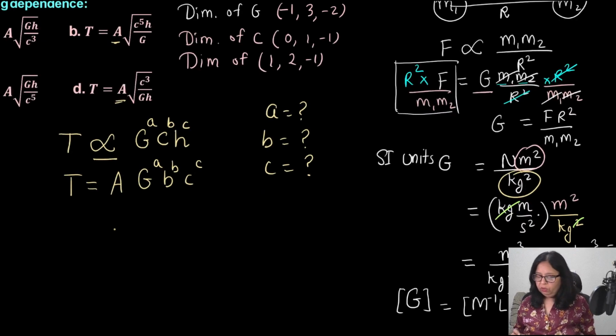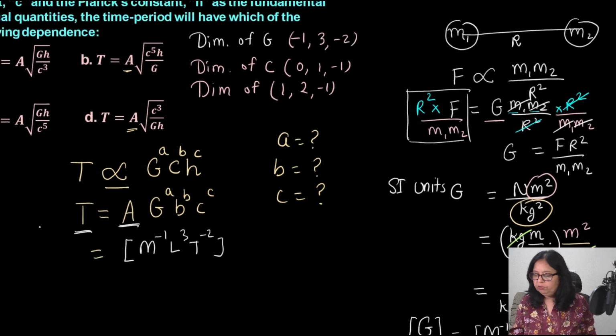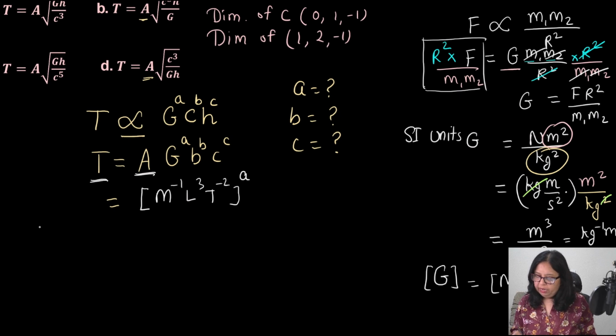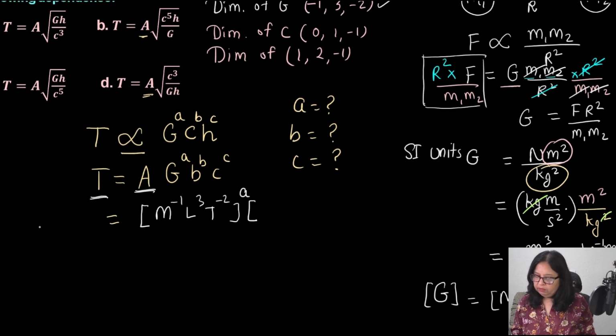All right, so now our goal is to find out a, b, and c. On the left-hand side, we know that the dimensions are that of time. So on the right side as well, we should have dimensions of time. A is dimensionless, so let's not worry about its dimensions. G has dimensions of m minus 1, L3, T minus 2. I'm just writing it right out of here. And I'm going to raise this to the power a. Then I have b, which is, what the heck did I do?